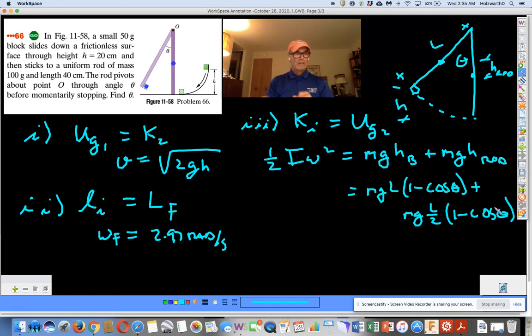Now, I'm going to leave it at that and expect you to carry the rest of it through. I'm going to take a peek at the solution. Yeah, I'm going to rely on your good algebra. So 1/2 I omega squared, that was the final omega from the previous step. And then this rotational inertia is the sum of the rod plus the block after it sticks. But do the rest of the math on your own.